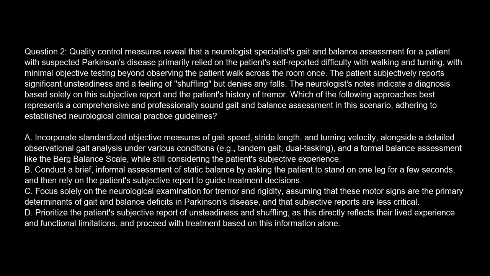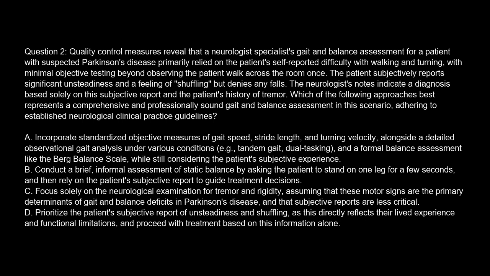Option A. Incorporate standardized objective measures of gait speed, stride length, and turning velocity, alongside a detailed observational gait analysis under various conditions, e.g., tandem gait, dual tasking, and a formal balance assessment like the Borg balance scale, while still considering the patient's subjective experience.